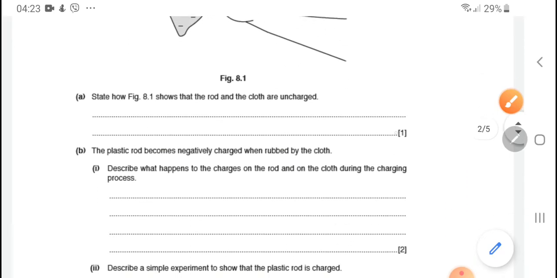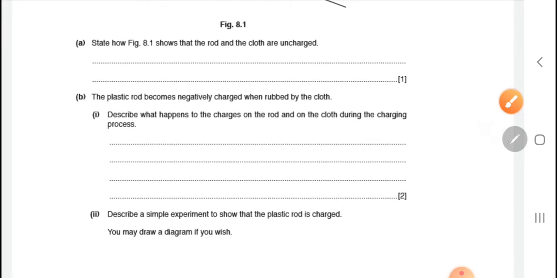So in our answer, in our description, we have to explain that electrons transfer from the cloth to the rod, and the rod gains extra electrons and becomes negatively charged. The cloth loses electrons and becomes positive.